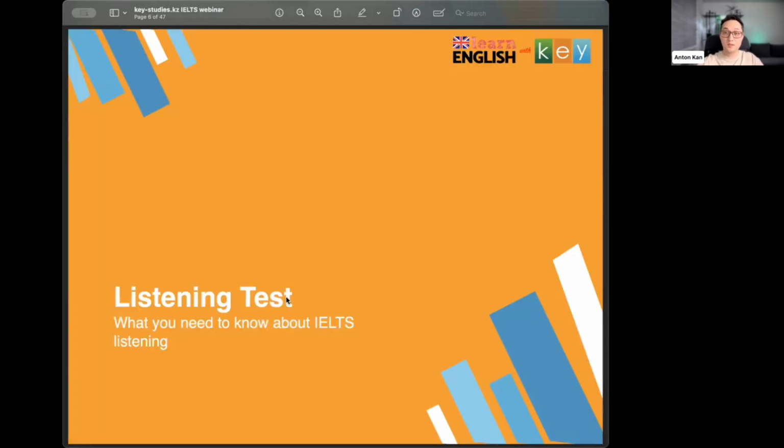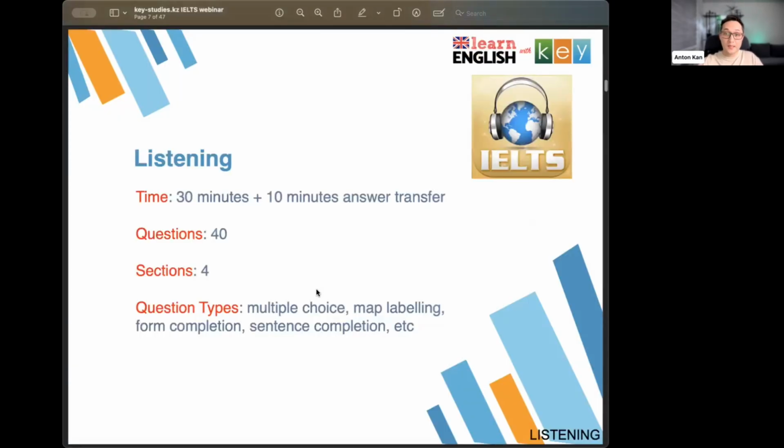So, listening test. What is it all about? It's 30 minutes with extra 10 minutes if you do paper-based test to transfer your answers. There are 4 sections with 40 questions overall and a number of task types like the ones you can see here in the presentation. Multiple choice, map labeling, form completion, sentence completion, and some others.